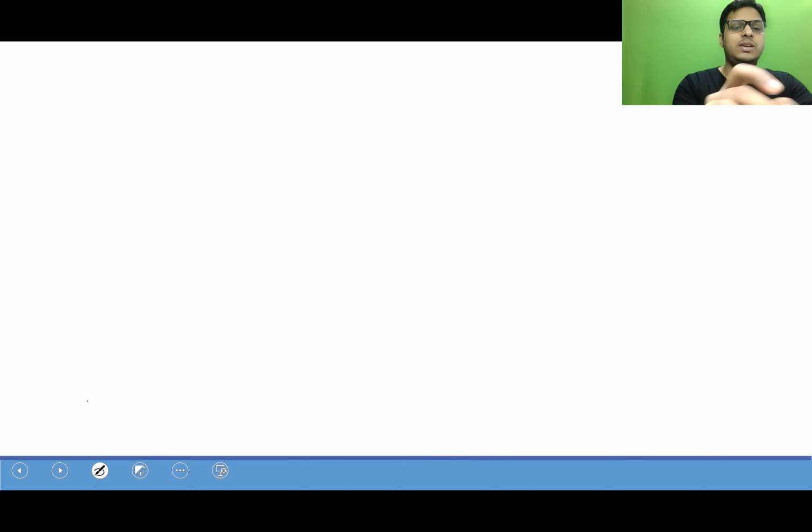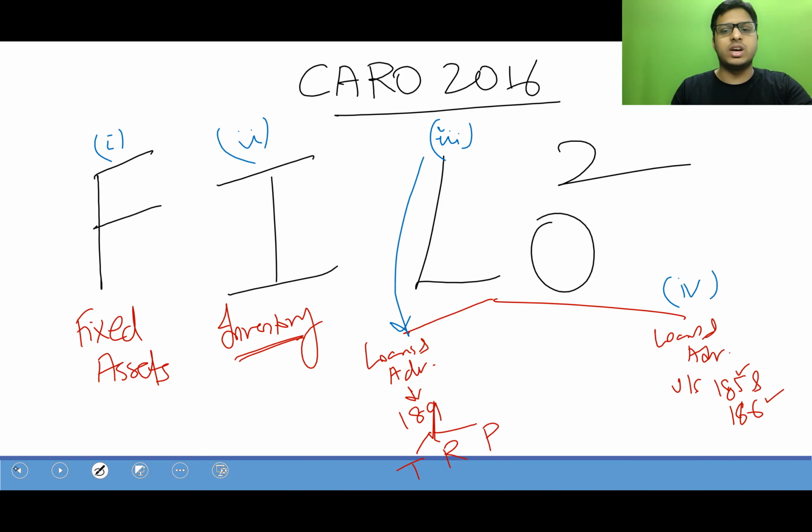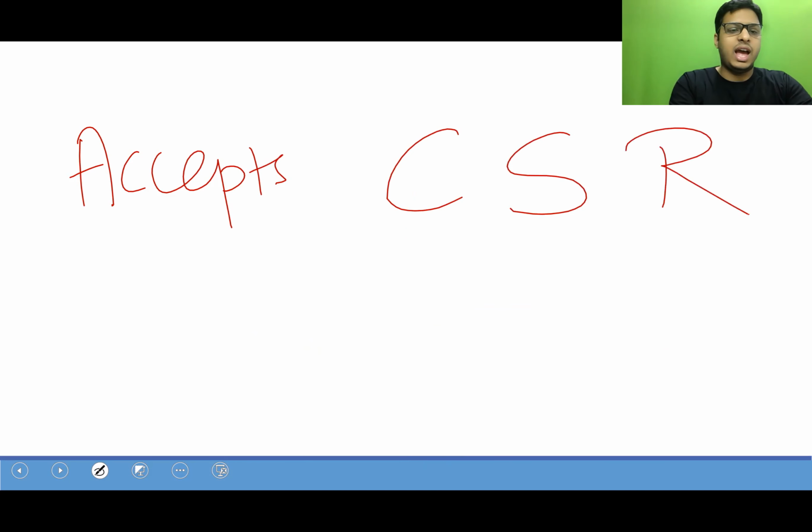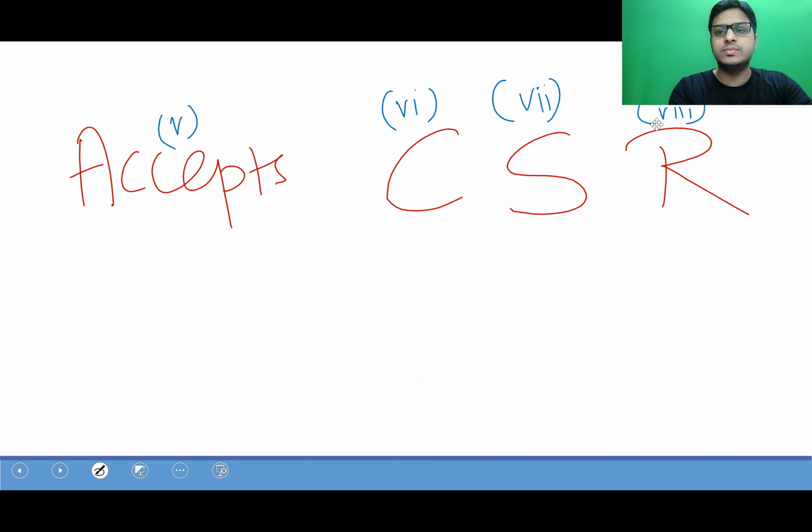The next set is very easy. Next is Accepts CSR. The first word we wrote here is Philo. Just remember that there is a person whose name is Philo. So Philo Accepts, and here I am writing CSR. Accept is nothing but your clause number 5. C is cost records, and S is statutory dues. And here we have clause number 8, and that is repayment of loans taken. So let's see one by one.